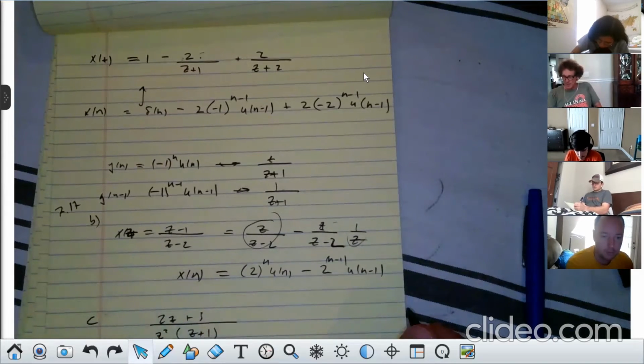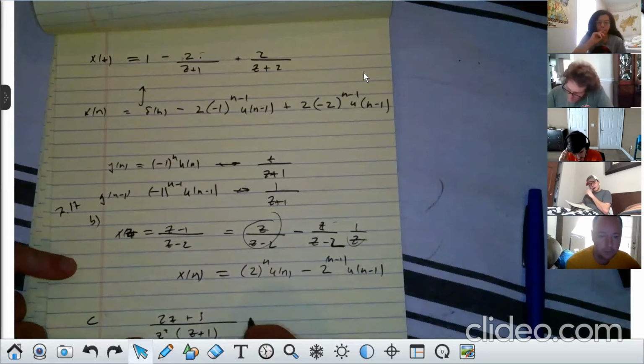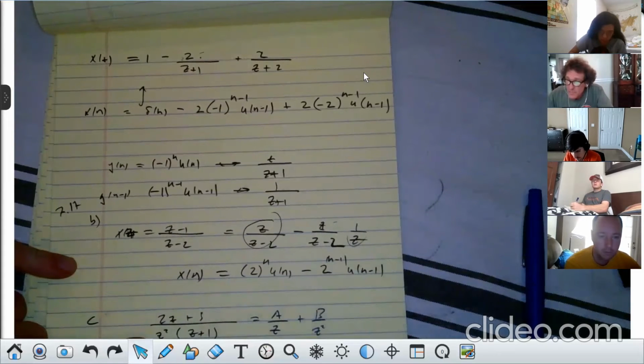What is this going to be? Do we need to divide by z? Not really, right? The numerator has an order less than the denominator, correct? All right, but what do we have to do? We have poles here. We have a double pole, so we have a over z, plus b over z squared, correct? And plus some c over z plus 1.